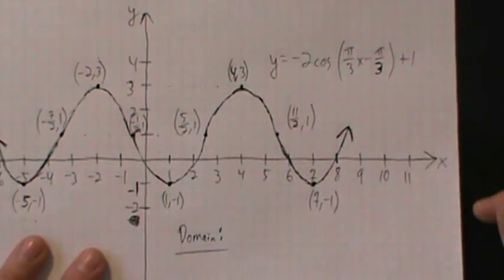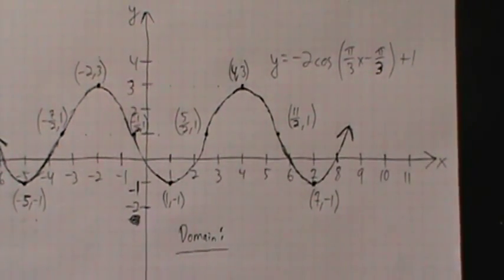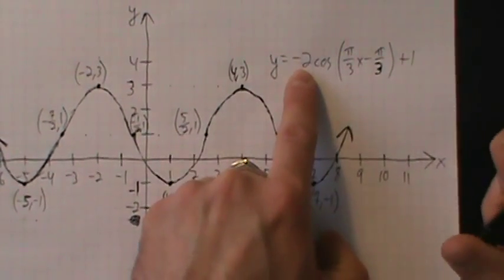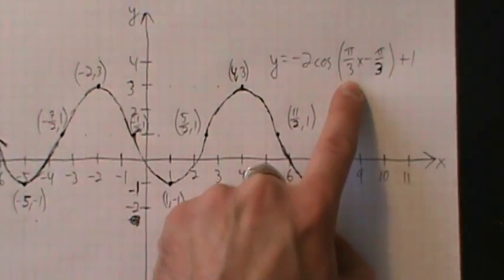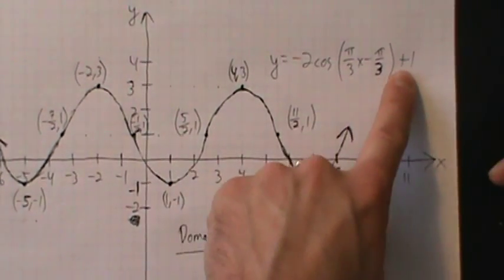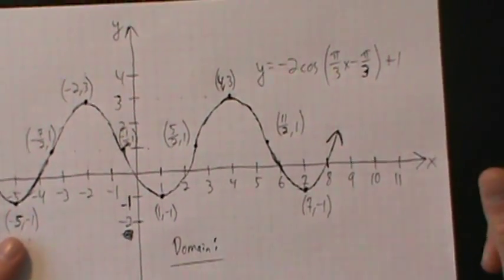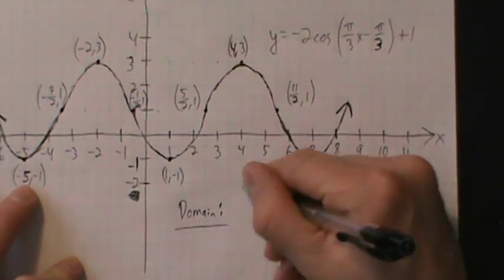Now remember, you can take the cosine of any number you want. This negative 2 does not affect that at all. This pi over 3 changes nothing. This pi over 3 changes nothing. This plus 1 changes nothing for the domain. So really, the domain is still all real numbers.